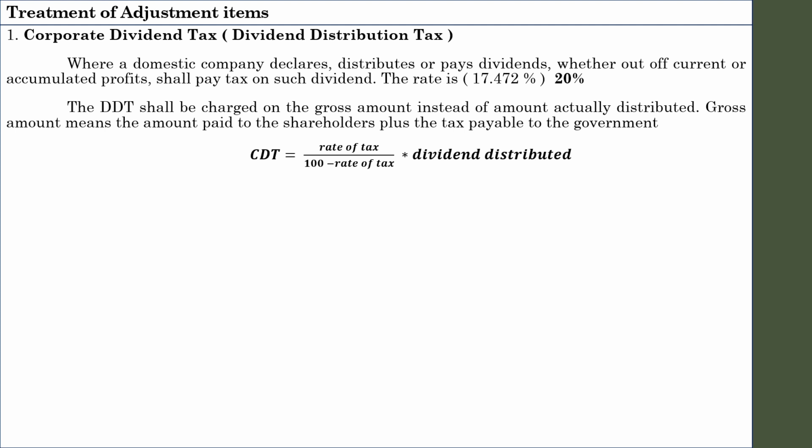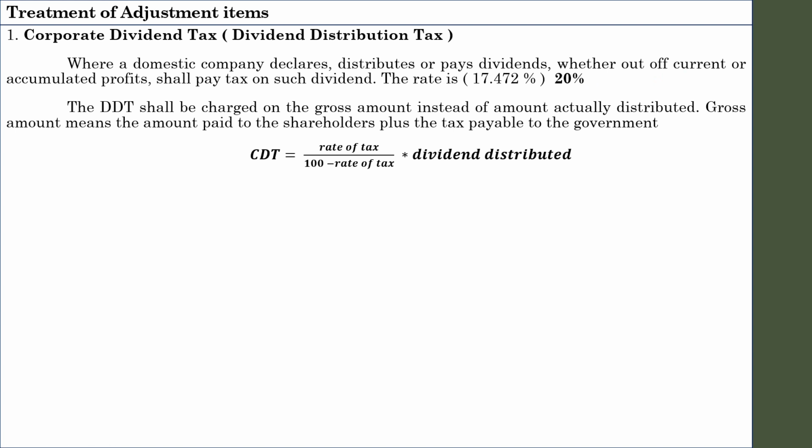With regard to providing tax, sometimes they will not mention any rate regarding corporate dividend tax. Usually they will provide a tax rate of 17.472%. If not, you can use 20%. So if the rate is specified in the question, go with the rate. If it is not specified in the question, it is better to go with 20%.